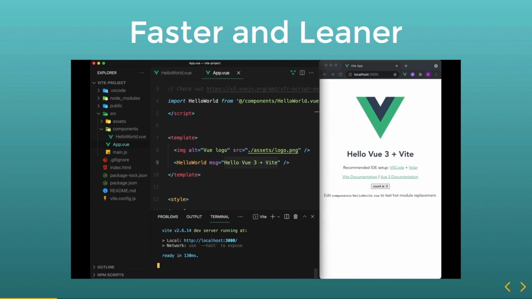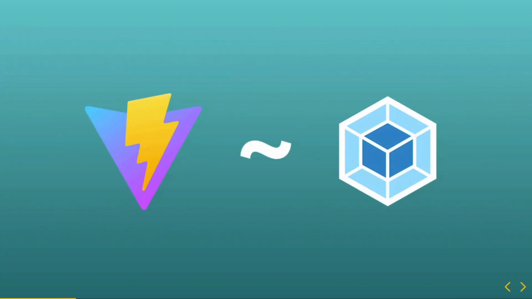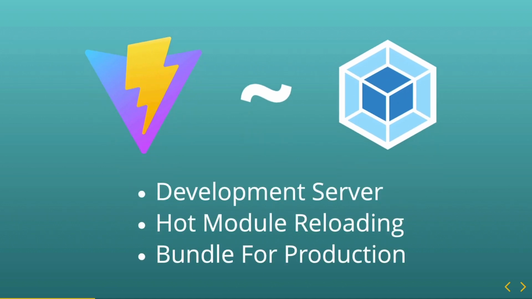In terms of practical application, the closest comparison is probably Webpack or Vue CLI, which uses Webpack under the hood. Developers use Webpack to spin up development servers with hot module reloading and to bundle their apps for production. This is the same thing that Vite does. The difference, though, is how Vite actually works under the hood, and the implications that this has on its speed and scalability.